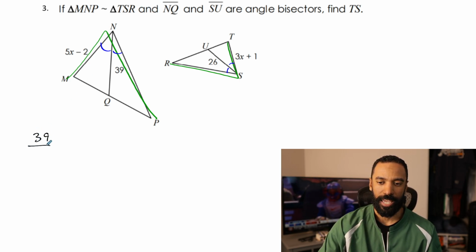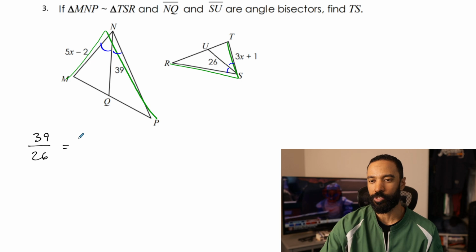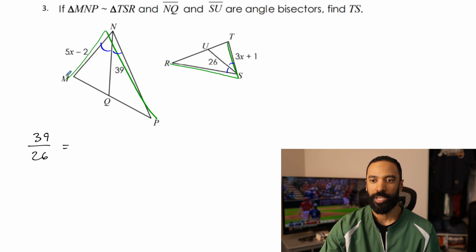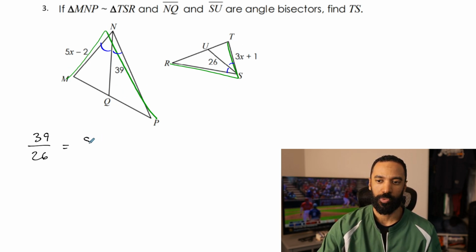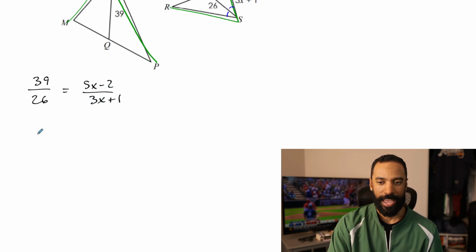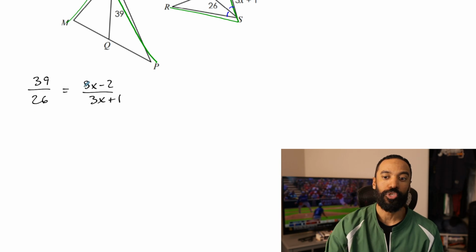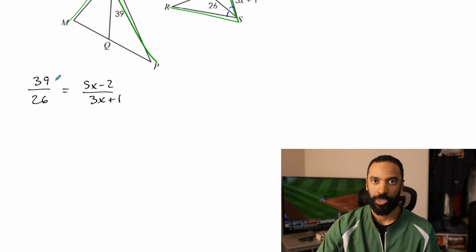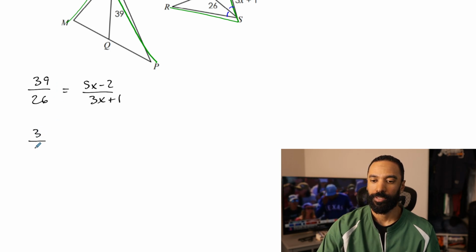39 over 26, the angle bisectors of the corresponding parts of these two similar triangles, equals 5x minus 2 over 3x plus 1. And we can solve for x. Those do reduce. We can divide them by 13, and we get 3 over 2.